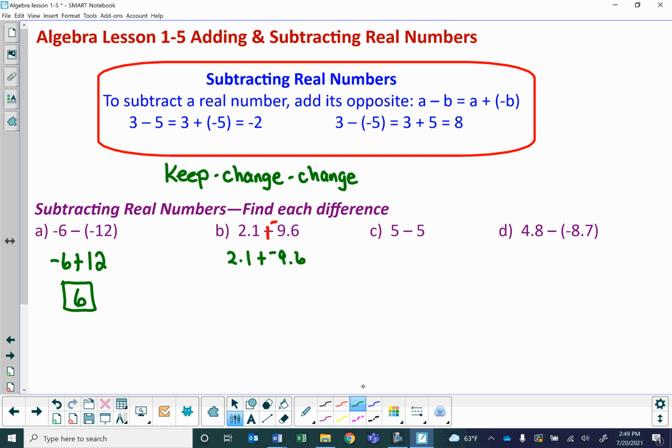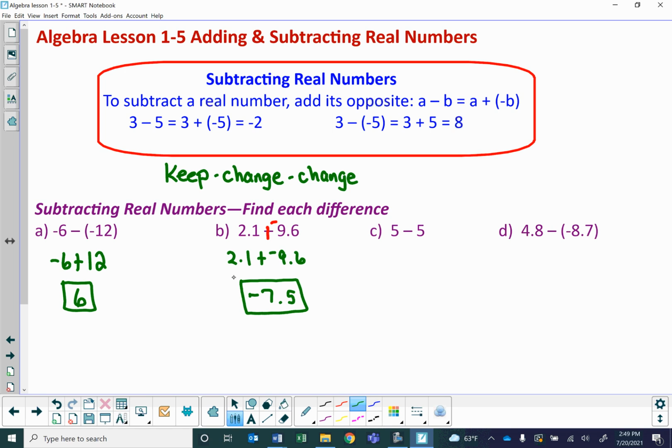Now I'm going to take 9.6 and subtract 2.1. So 0.6 minus 0.1 is 0.5, and 9 minus 2 is 7. Negative 9.6 is bigger in absolute value here, so this would be a negative 7.5.